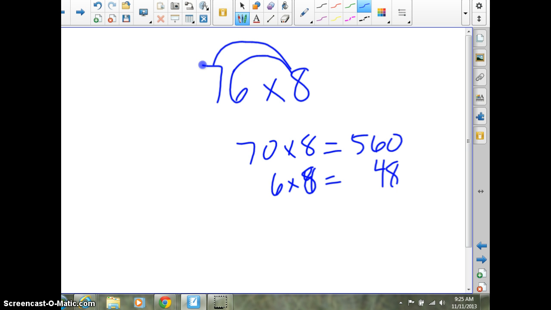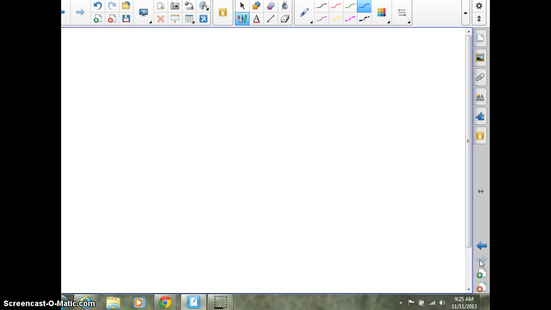Now I need to make sure when I add these up that I put them in the right column. So I have 8, 10, that's it. That's how it works. That's all we're learning. Now, keep in mind, it gets a little bit harder.